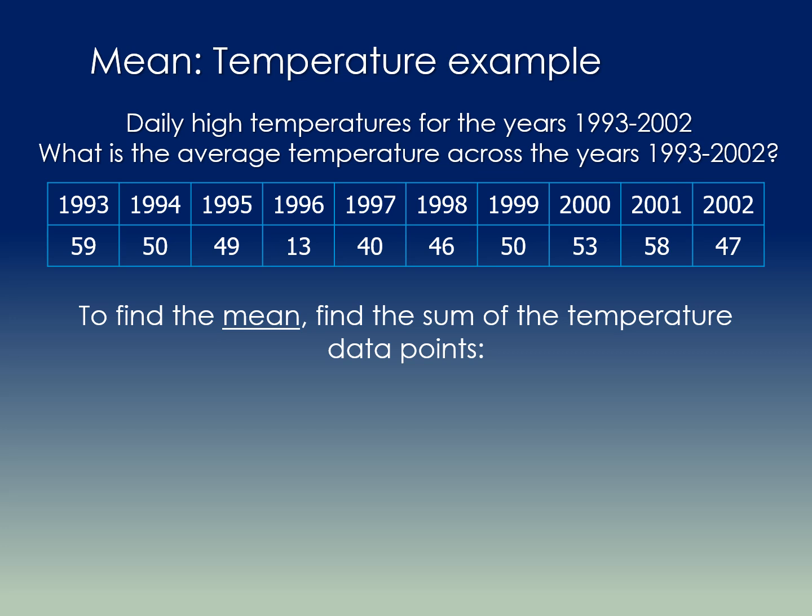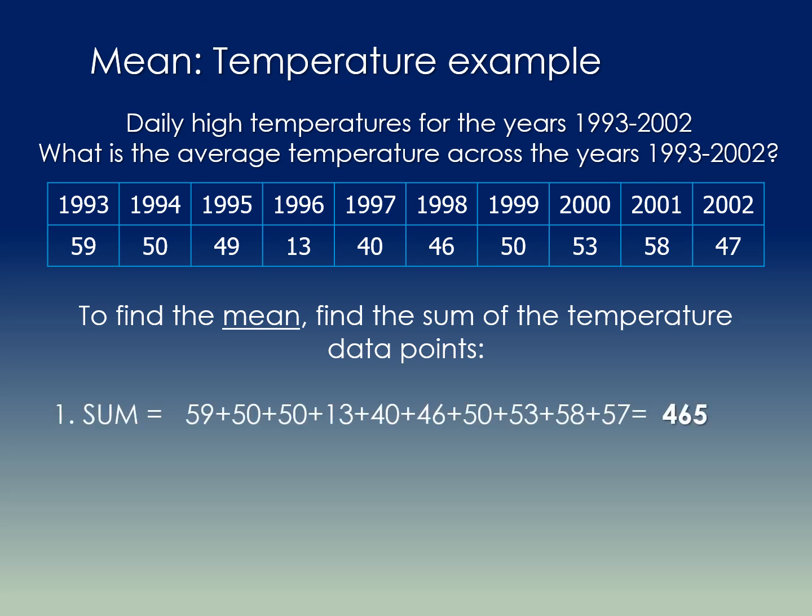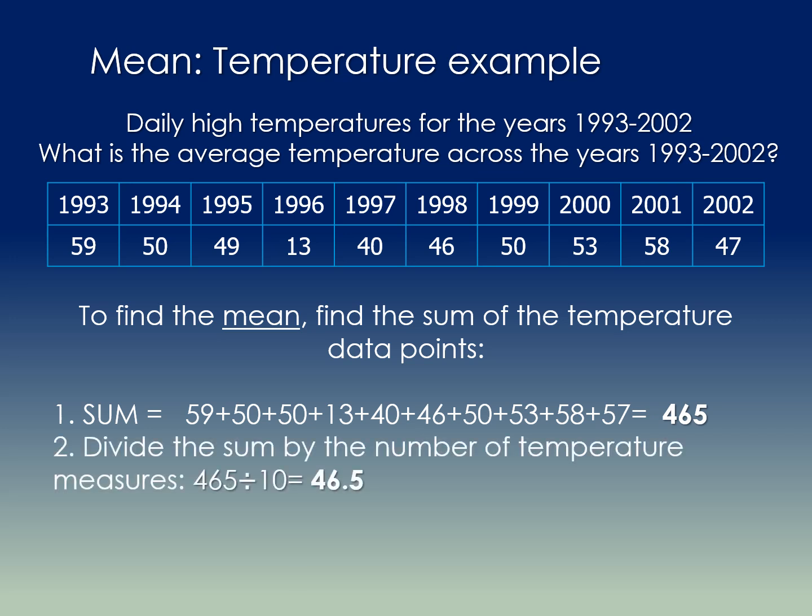To find the mean, we want to find the sum of all the temperature data points first. So we add them all up. We add 59 plus 50 plus 50 plus 13 plus 40, et cetera, and we get a total sum score of 465. We divide that by the number of temperature measures. In this case, there were 10 measures that were taken. And so the mean high temperature is around 46.5.